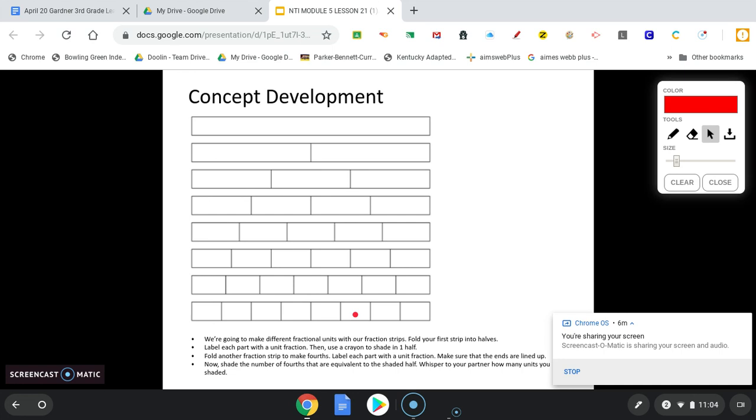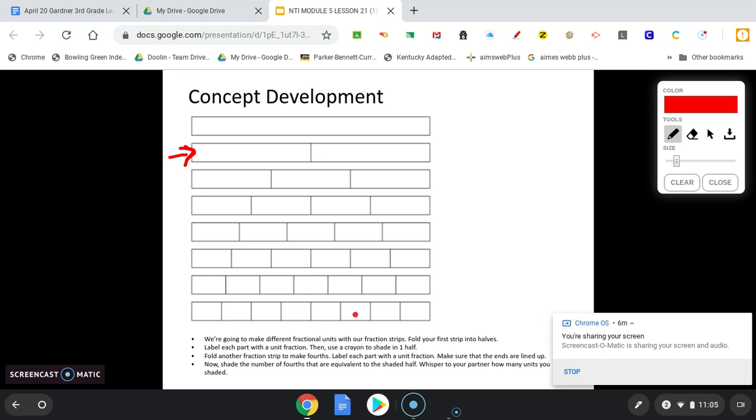Now, the difference between what you see on my board here and what you have is that your fraction strips have already been cut out for you. So you're not going to have to cut those out. They're already there for you. All you have to do is pick them up and use them. So we're going to make different fractions or different fractional units with our fraction strips. So I want you to take your fraction strip that's partitioned into halves. That means it has 2 equal parts. Very good.